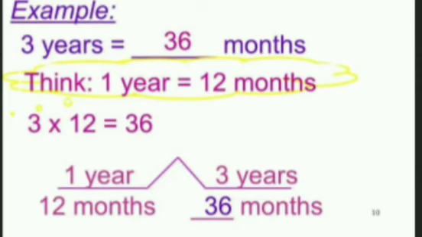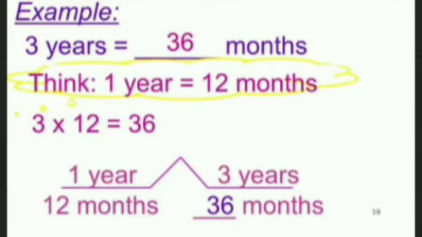For example, if you have to convert 3 years equal to how many months? You have to convert 3 years into number of months, then you have to think of the relation between year and months. You know that 1 year is equal to 12 months. So 3 years will be equal to 3 multiplied by 12, that is equal to 36. So 3 years is equal to 36 months.